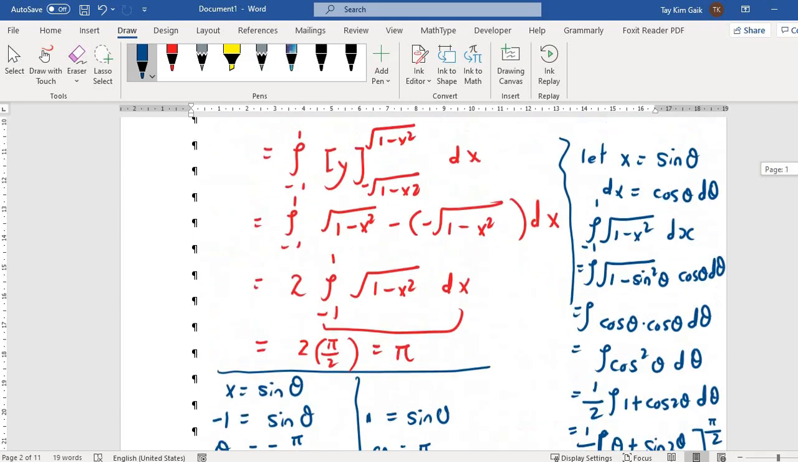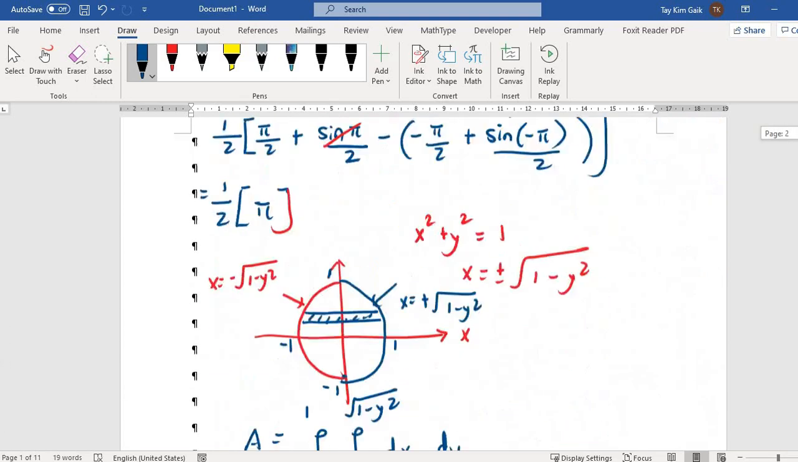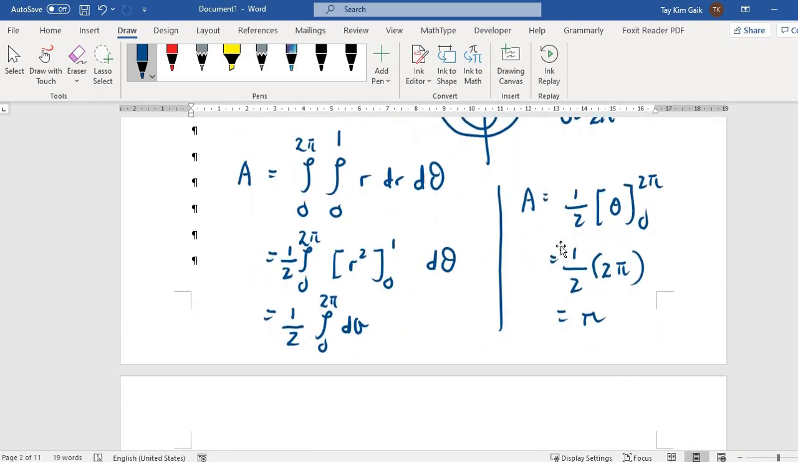Compared to just now, where you needed trigonometric substitution, this one is just simple integration. This one I use a unit circle. You know the area of a circle is pi r squared. So r in this case is 1, that's why the answer is pi.